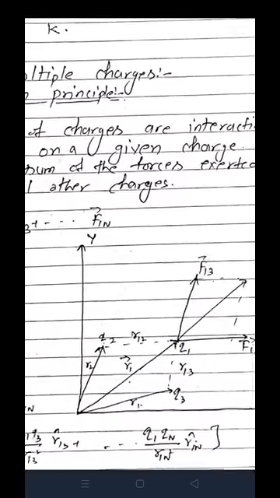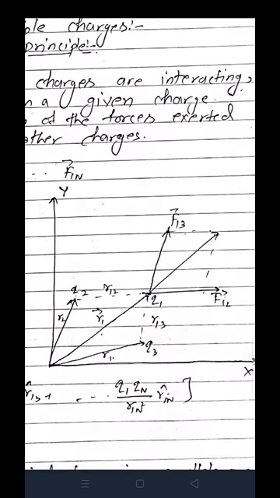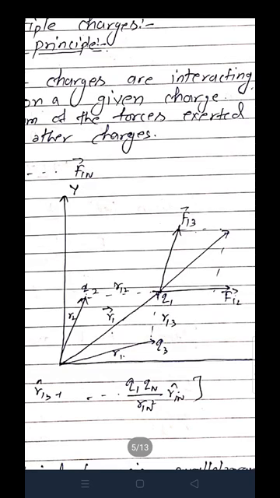Suppose you can see in the diagram that there is a charge q1, charge q2 and charge q3. We need to find the force on charge q1 due to charges q2 and q3. The distances of q1, q2 and q3 from the origin are r1, r2 and r3 respectively. The distance between charge q1 and q2 is r12, the position vector of charge 1 with respect to charge 2. Similarly, r13 is the position vector of charge 1 with respect to charge 3.